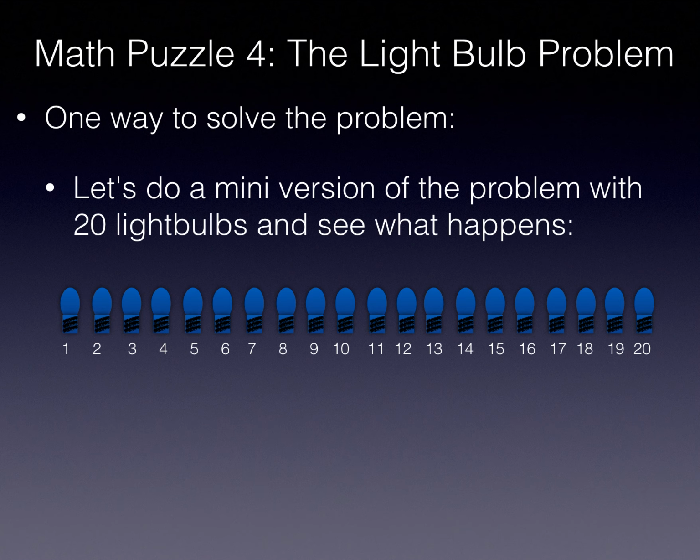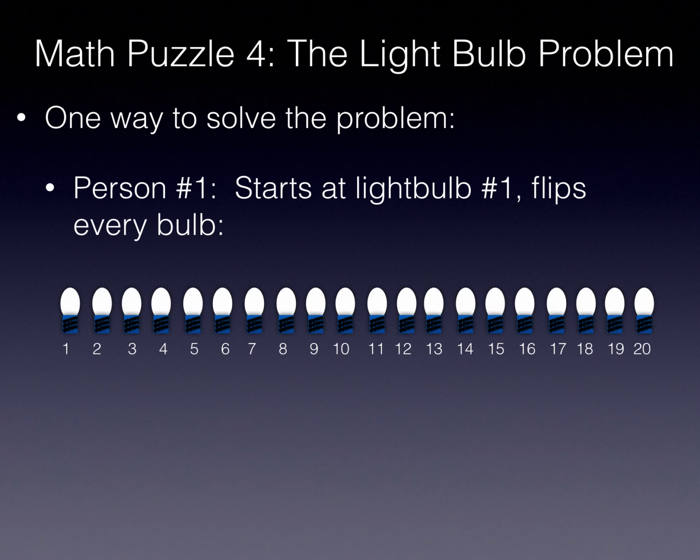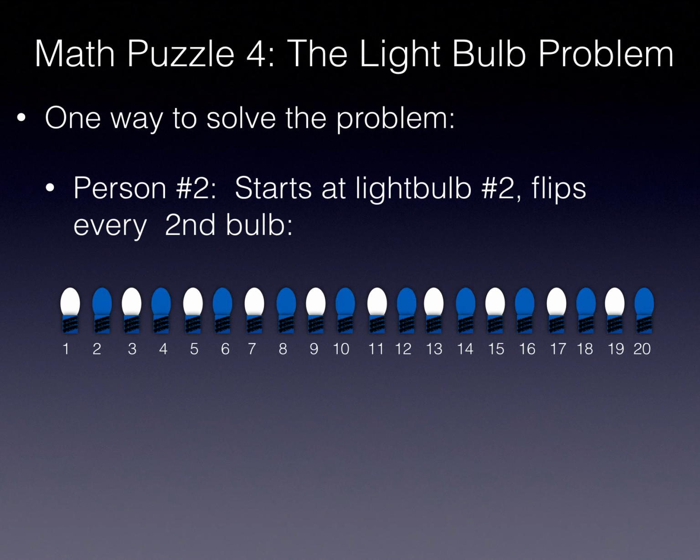All right, so we have our 20 light bulbs right there, and they're all off. And then person number 1 comes into the room. He starts at light bulb number 1 and flips on every bulb. So when he's done, all the bulbs are on. And then person number 2 enters the room, and they start at light bulb number 2 and they flip every second bulb. So that's going to turn off number 2, 4, 6, 8, 10, 12, 14, 16, 18, and 20. Just like that.